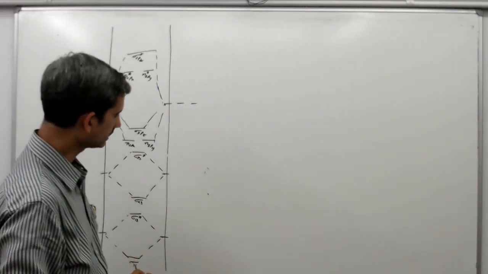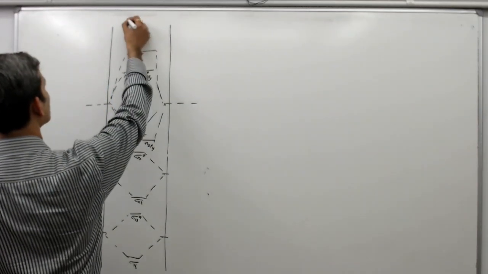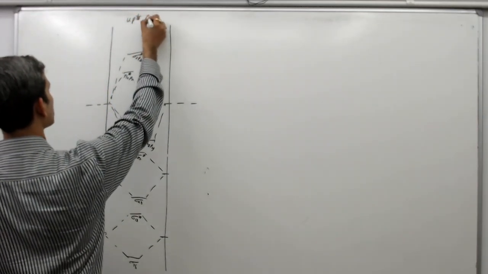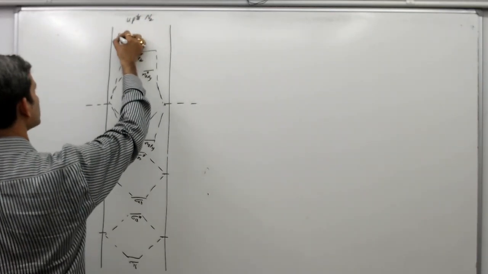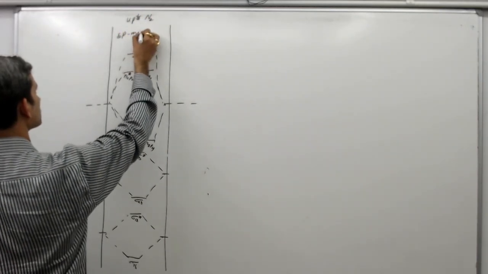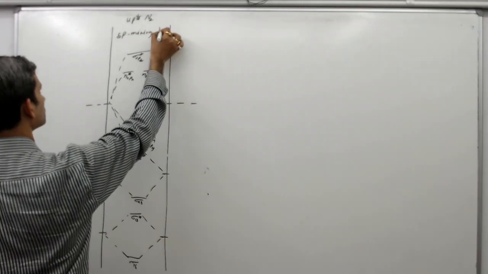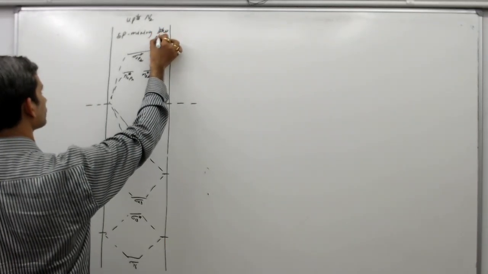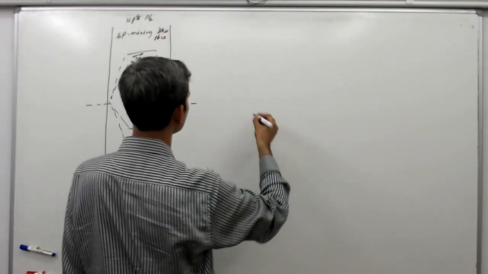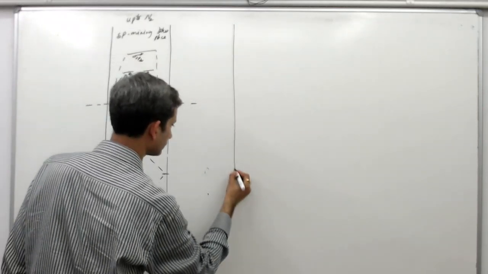Now this is the diagram which we use up to nitrogen, and here sp mixing takes place. Okay. Then we have another diagram.